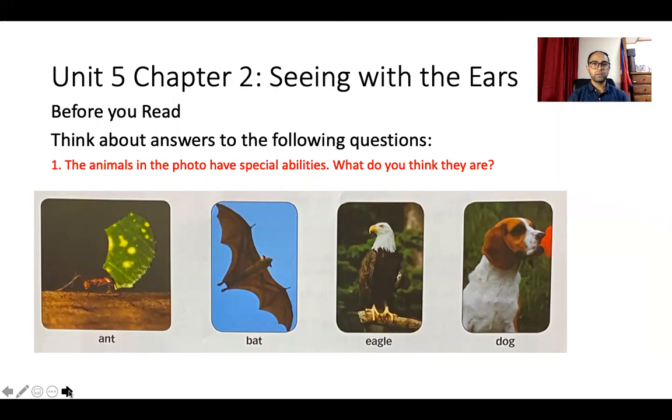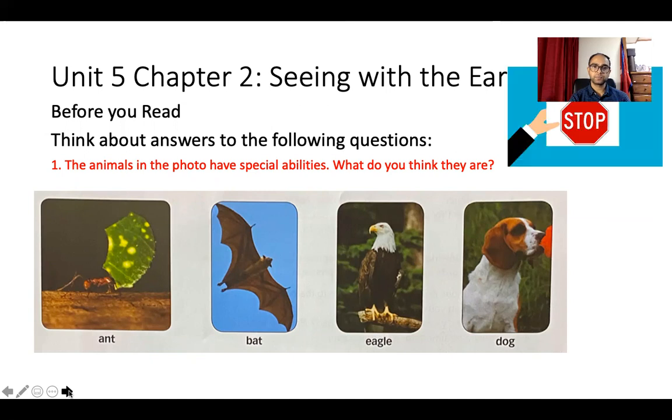But before we read, think about the answers to the questions on your textbook, page 66. Number 1, the animals in the photo have special abilities. What do you think they are? So you have in the photo an ant, bat, eagle, and a dog. Please stop the video here for about 2 or 3 minutes and try to note down what their special abilities are. Okay, please stop the video and write down your answers.